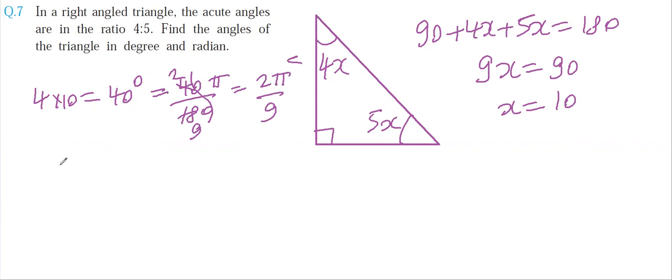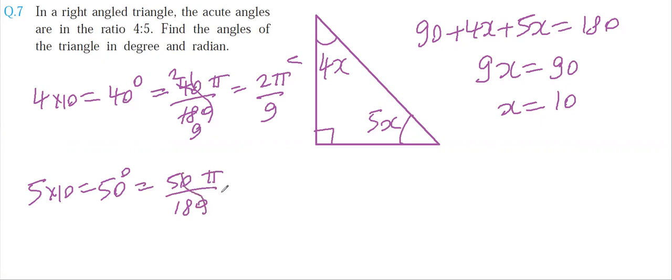Now the second angle is 5x. So 5 into 10, that is 50 degree. This is again 50 pi upon 180. Zeros cancel. So 5 pi by 18 radian. Okay, this is the second acute angle.